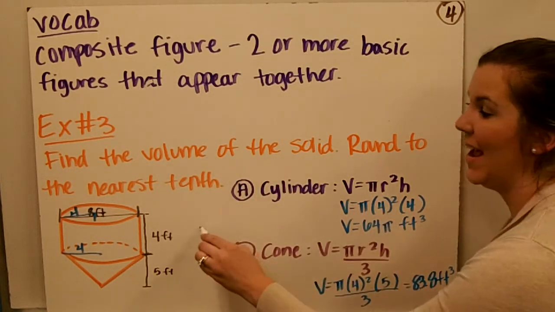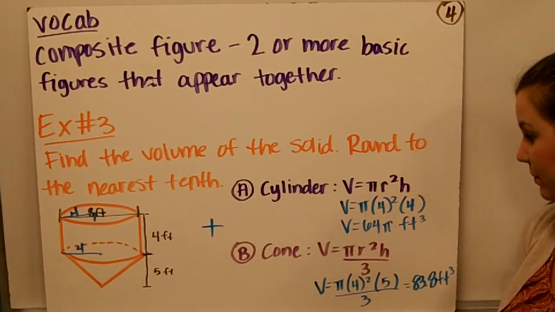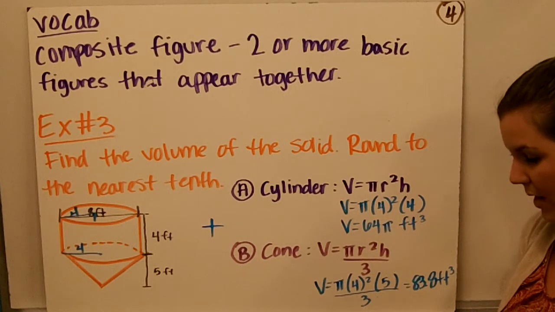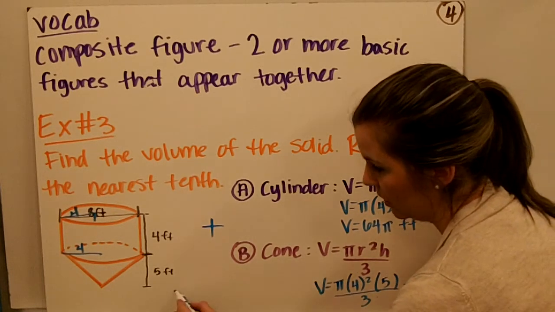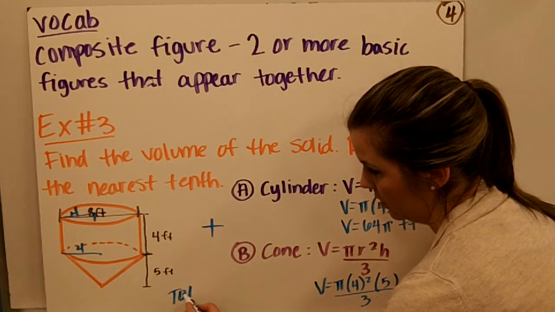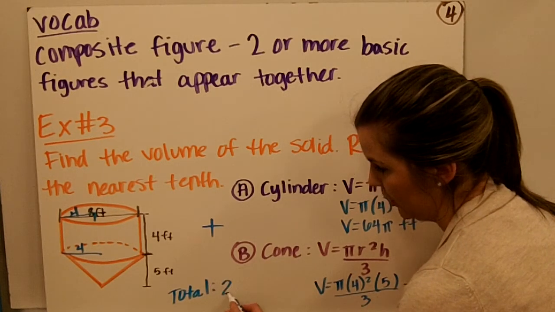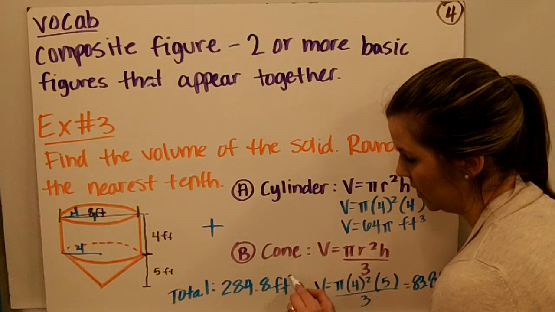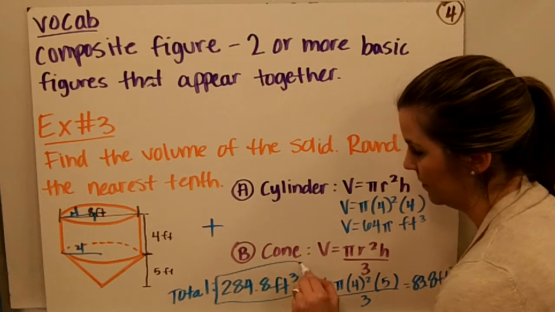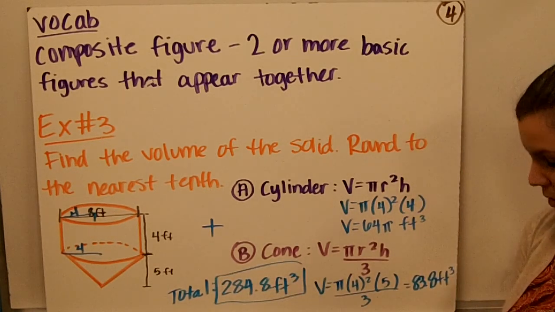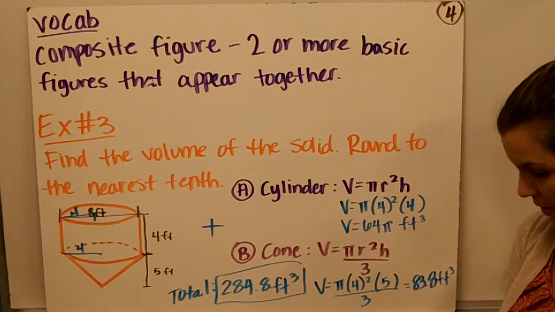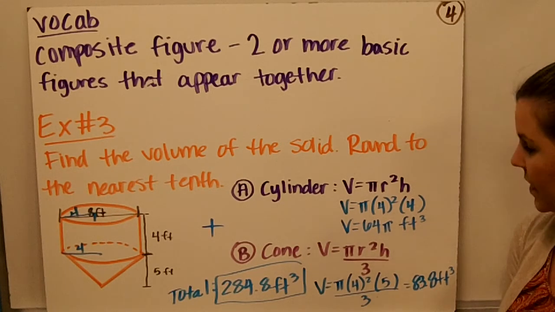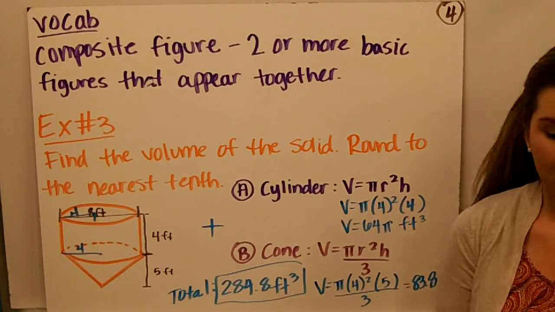So now I'm going to add these two together. And I get a total of 284.8 feet cubed. 64 pi plus 80 pi over 3. All right, just checking. Any questions?